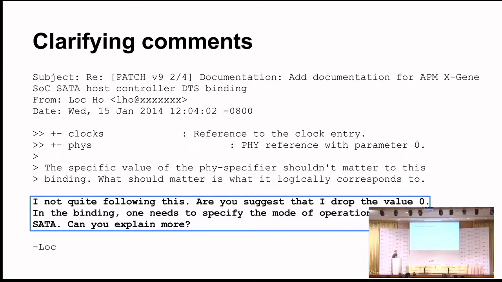Clarifying comments, right? I said ask questions. This is a great example of that. If you're not familiar with DT bindings, you're new to it, you probably have a lot of questions. This is an example of a person where some of the subtleties of the binding may not be readily apparent. And the maintainer has sort of a vague explanation: the specific value of this shouldn't matter, what should matter is what it logically corresponds to. Maybe not perfectly clear, right? So in this case, the submitter says, hey, I'm not quite following this. Do you mean this or this? Ask the question. He got a response. I don't show it here, but they will answer and clarify.